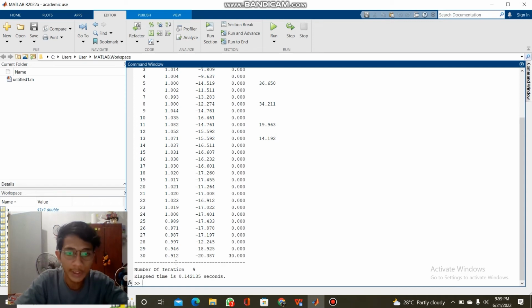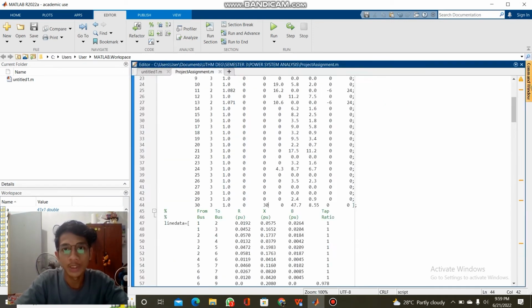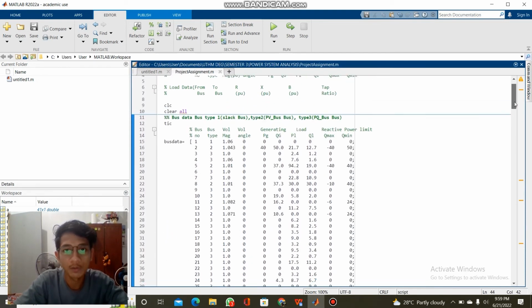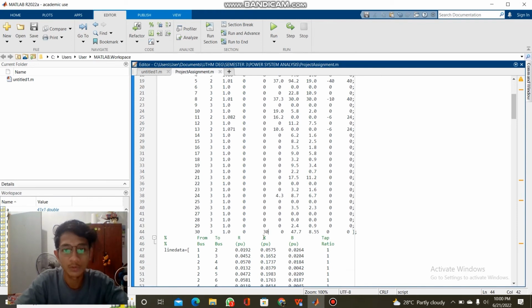The voltage at bus 30 is within the range of 0.9 to 1.1. So it has stabilized the system now. So for this, we have used the value of 30 to generate this system, because at this load value the system has collapsed. So we add 30 in the previous system. Okay, I think that's all for me.